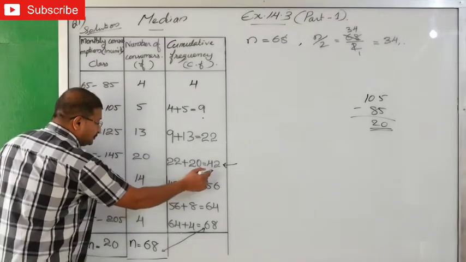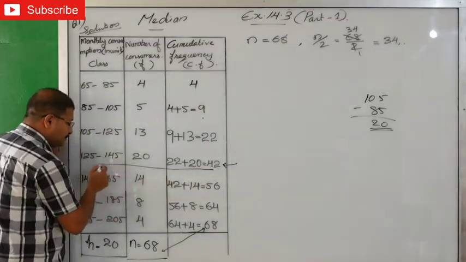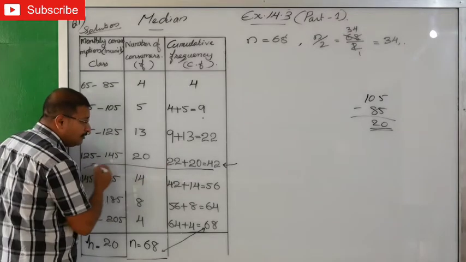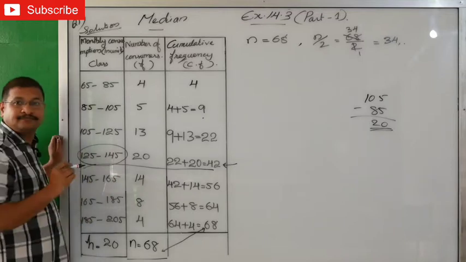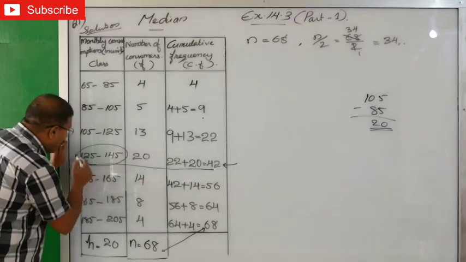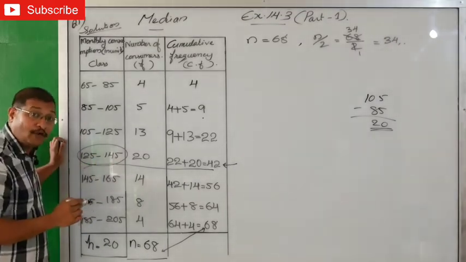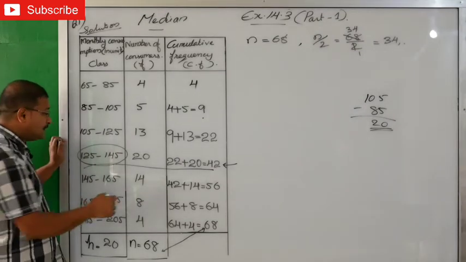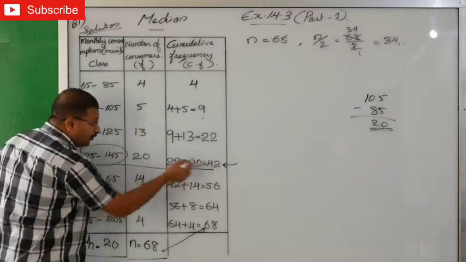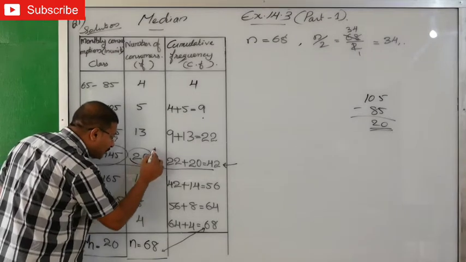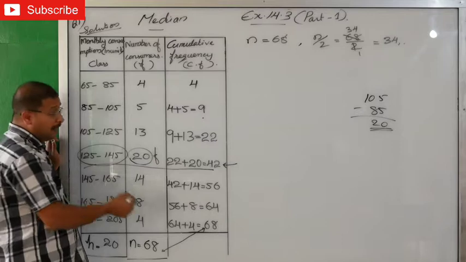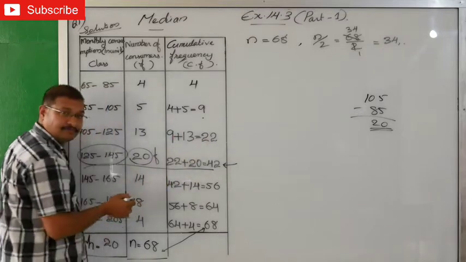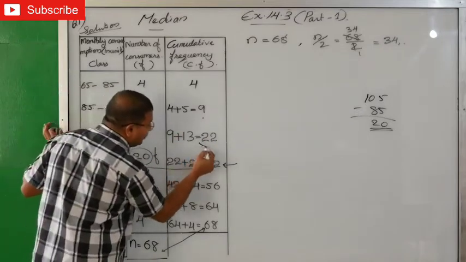Now see this line, what will happen? This is the median class. This 125 to 145 is the median class, and straight along that line, where it falls, that will be our F, the corresponding frequency, and the preceding CF will be the CF.